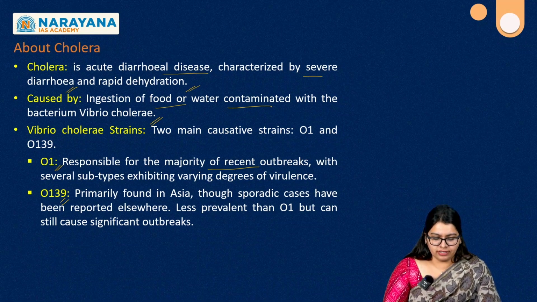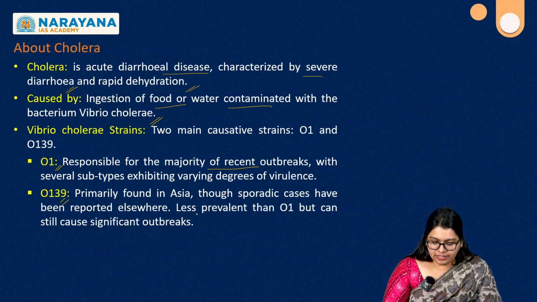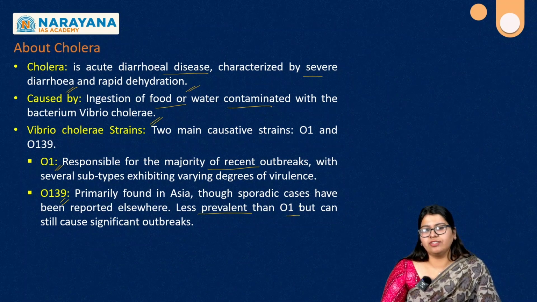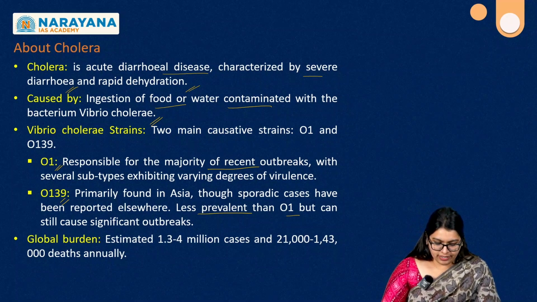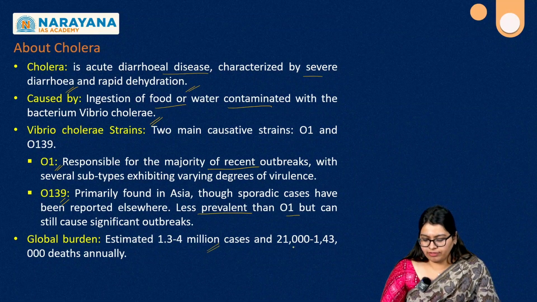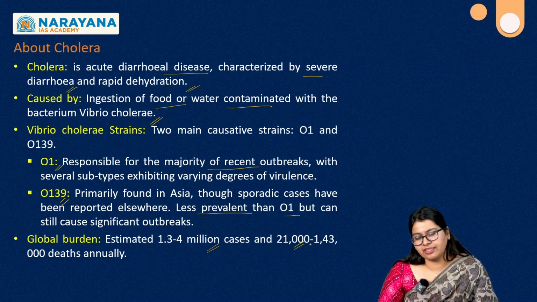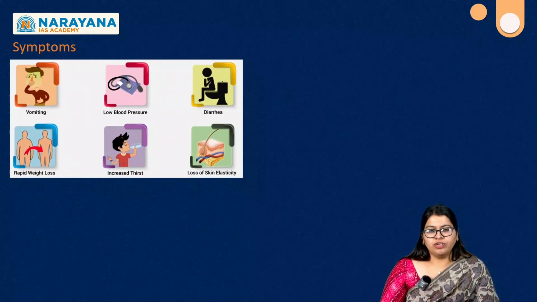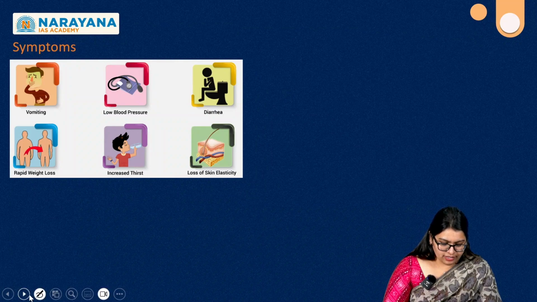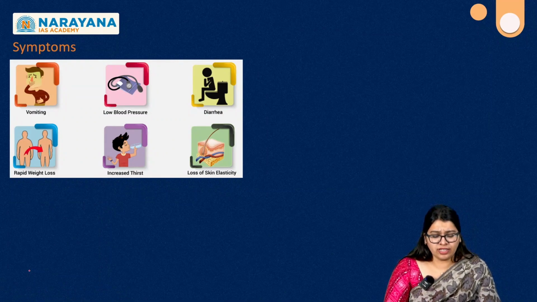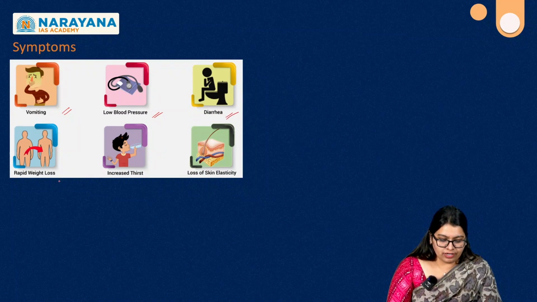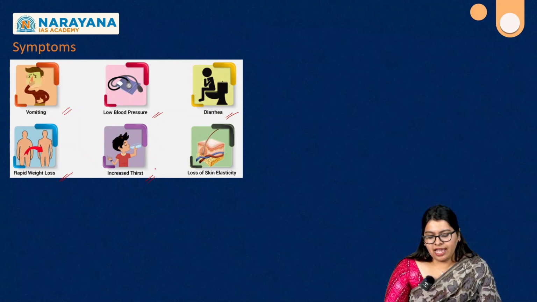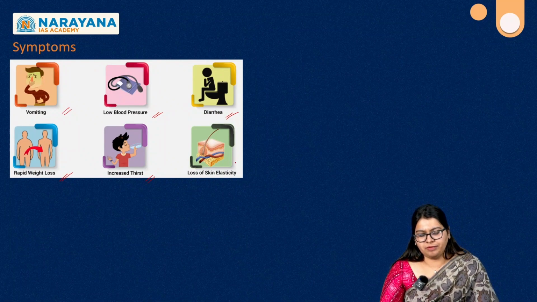If you compare O139 to O1, it is less prevalent than O1 but can still cause significant outbreaks. Moving on, the global cholera burden is estimated at around 1.3 to 4 million cases and around 21,000 to 1.4 lakh deaths annually. Moreover, let's look into the symptoms of this disease. It is characterized by severe vomiting, low blood pressure, followed by diarrhea. We have rapid weight loss, increased thirst, and also loss of skin elasticity.